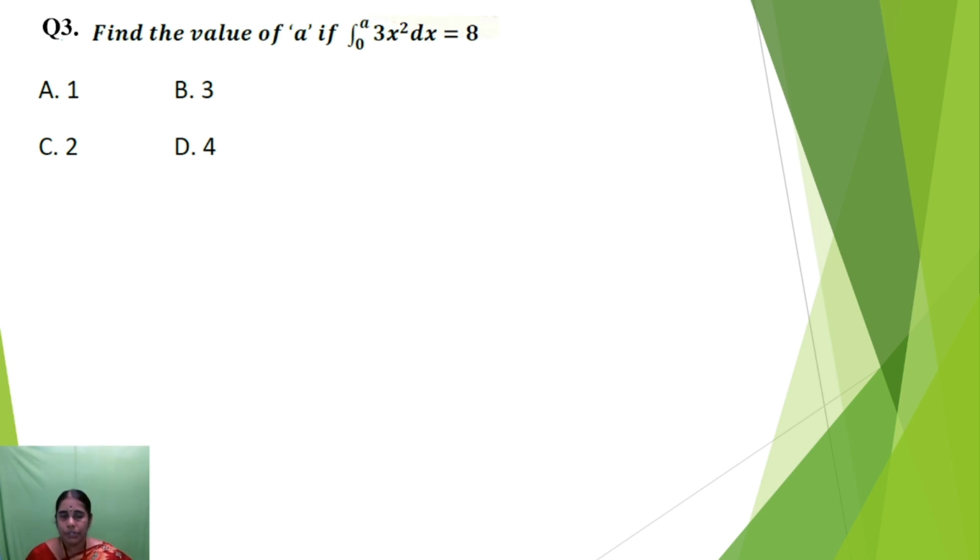They have given the integral from 0 to a of 3x² dx is equal to 8. We have to find the value of a. The options are 1, 2, 3 or 4. The answer is C, which means it takes the value 2.